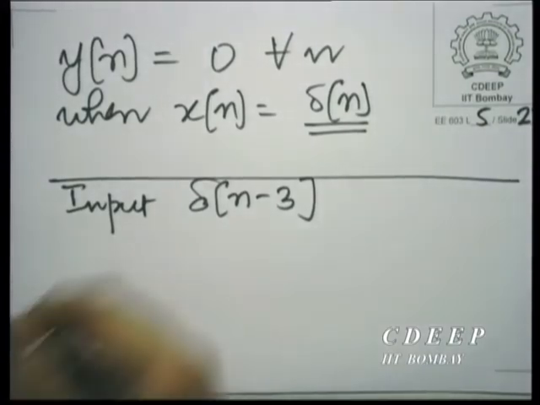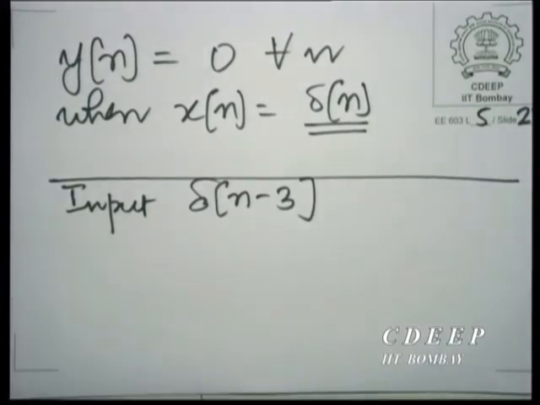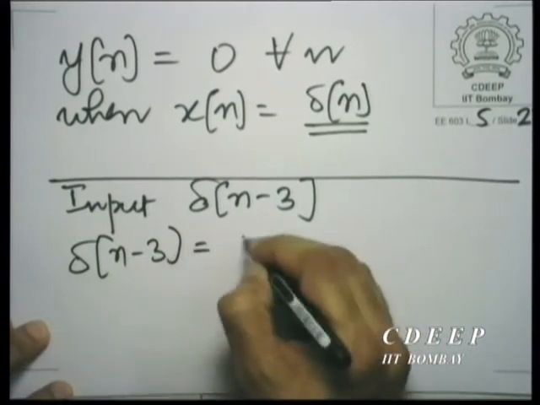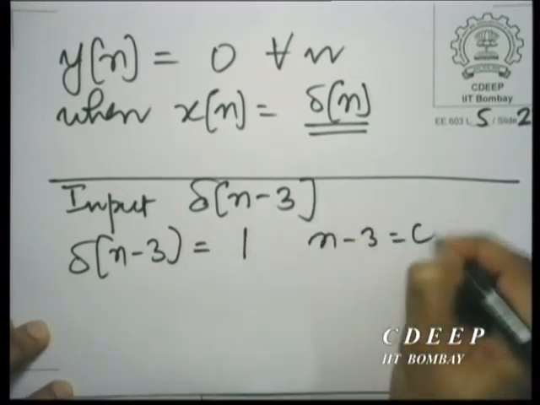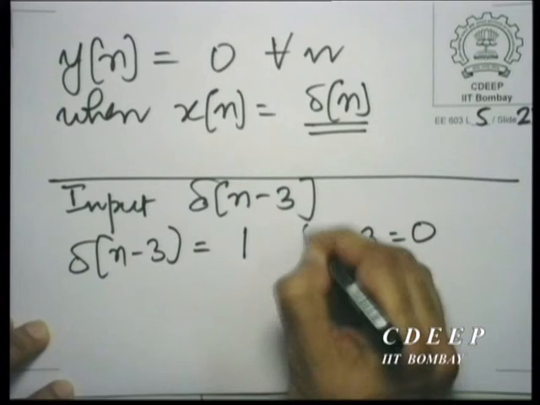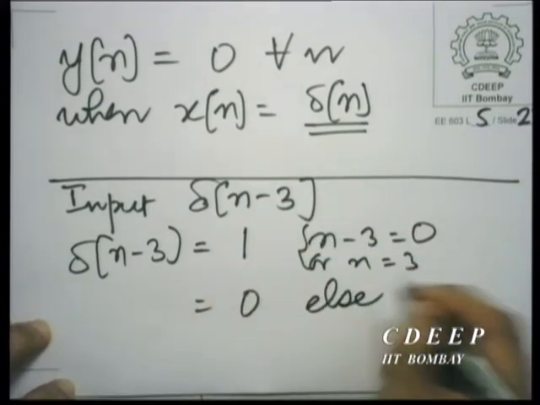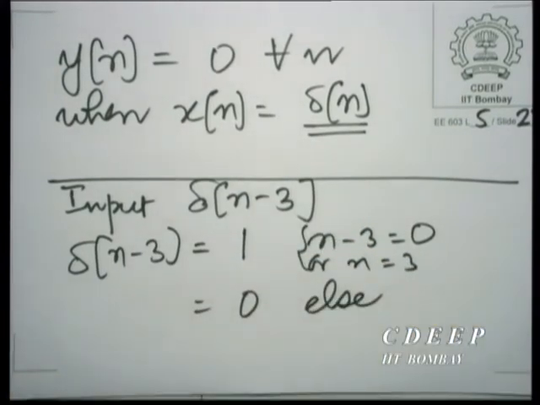So, I ask you, what happens when we give the input delta n minus 3? That means essentially, now what is delta n minus 3? Delta n minus 3 is going to be equal to 1 when n minus 3 is 0, or n equal to 3, and 0 else. So, it is 1 only at one point, that is n equal to 3. Now, what is the output going to be?